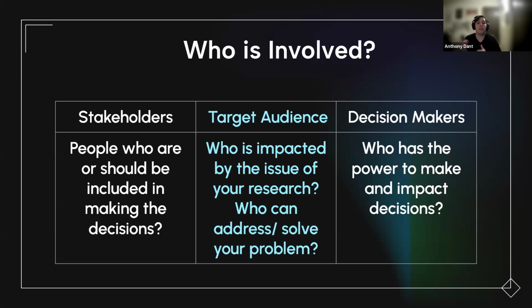So ultimately, people that either might have the interests of the people being affected or the entities of those being affected. The target audience, so who is being impacted by the issues of your research, who can address and solve the problem. So individuals, whether that is humans, environment, species that are ultimately going to be impacted by the overall findings of this experiment. And then finally, the decision makers, who has the power to make and impact decisions.